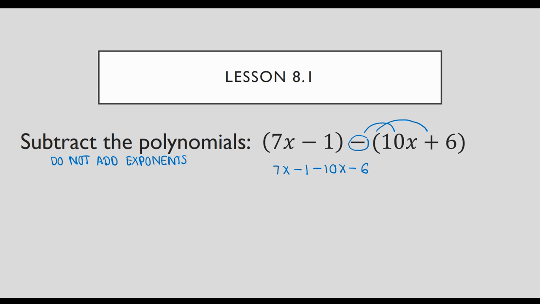Once I've distributed, now I'm just back to combining like terms like we did in the last problem. I see 7x and negative 10x. So I get to add the numbers in front and keep the x as it is. Well, 7 minus 10 is negative 3, still with the x. I have a negative 1 and a negative 6. Those get added together. Negative 1 minus 6 is negative 7. Once again, notice that my answer is in standard form because it goes from the biggest exponent down to the smallest.